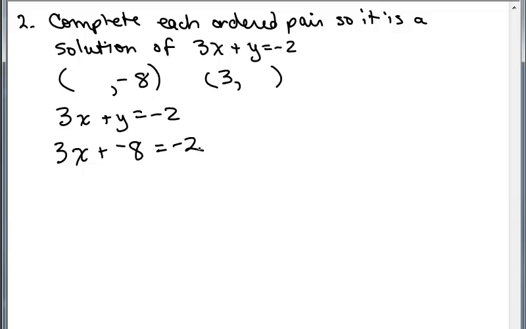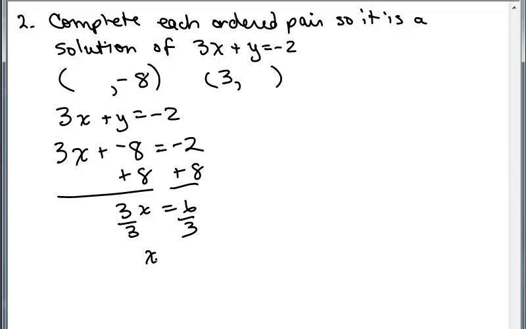And then we simply solve that equation to find out what x equals. So I'm going to add 8 to both sides. Divide both sides by 3, x equals 2, so that completes the ordered pair. I put in 2 for x. All right, do the same thing on this next one.